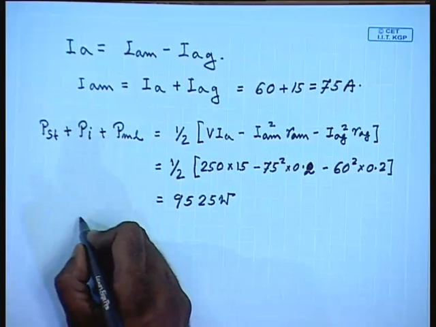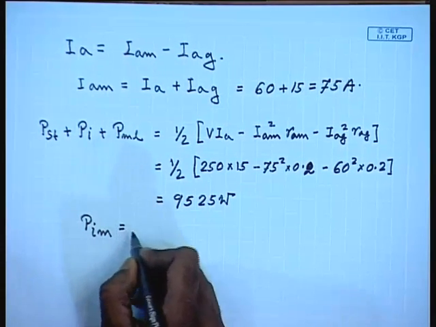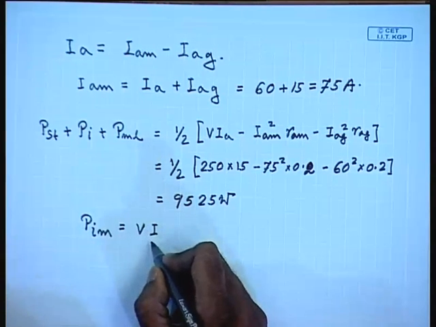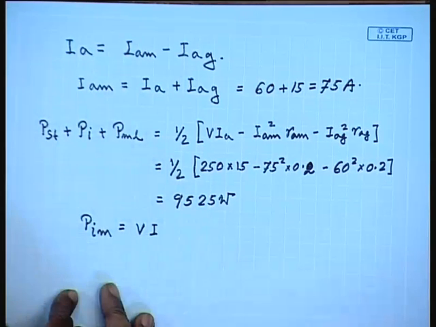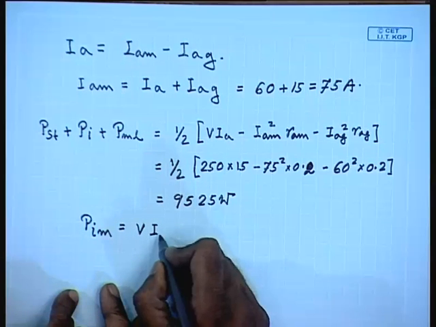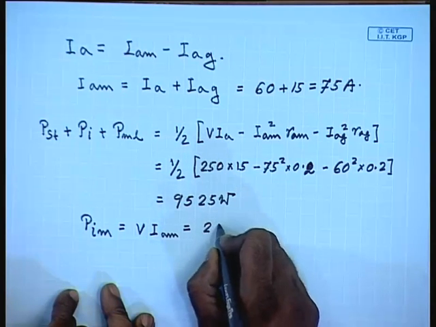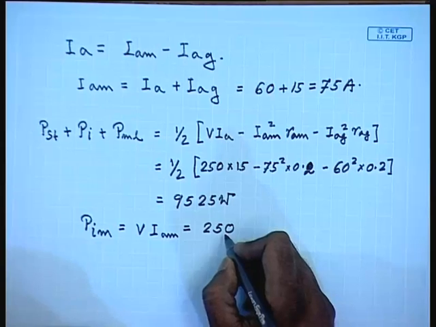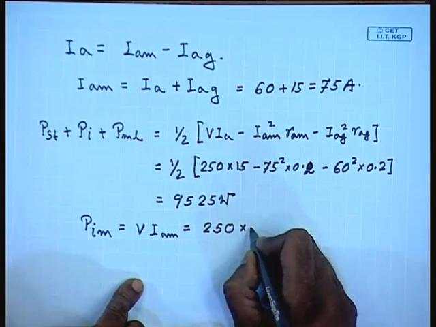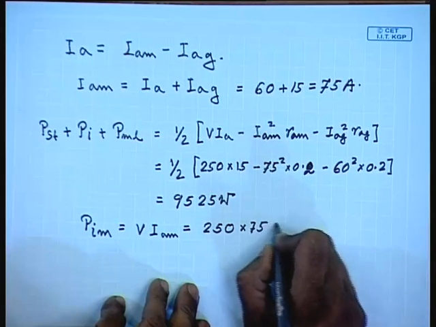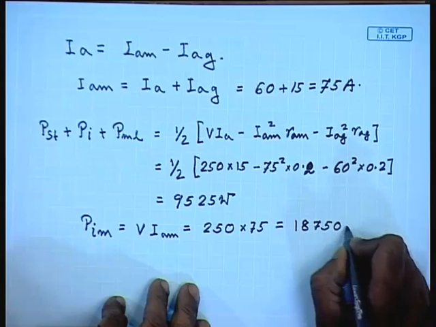The input power P in to the motor, Pi motor equal to V into IAM equal to 250 into 75, which is 18,750 watts.